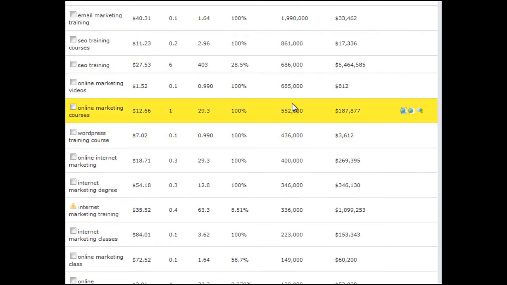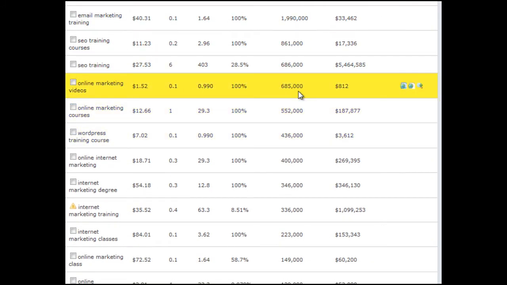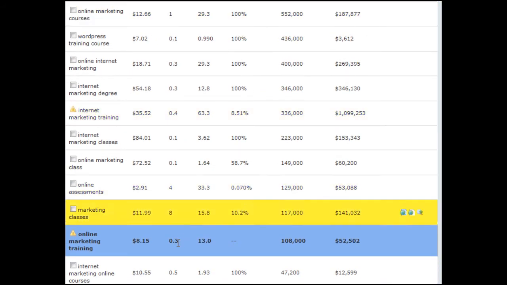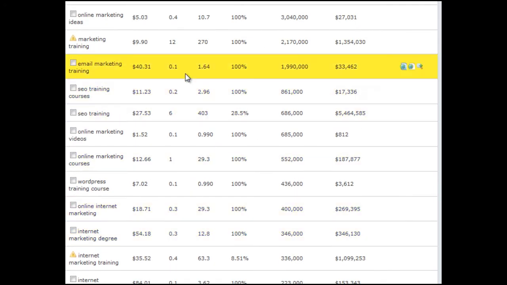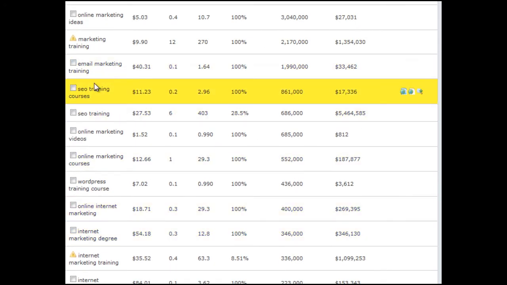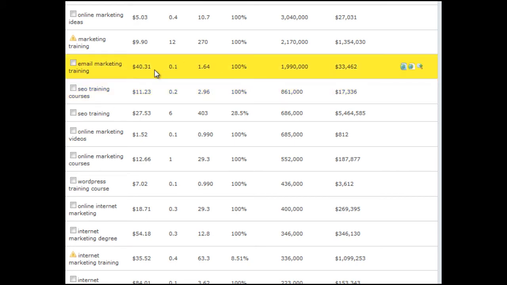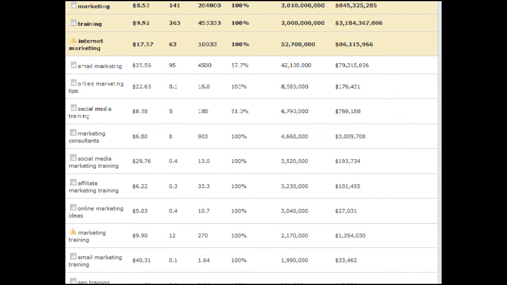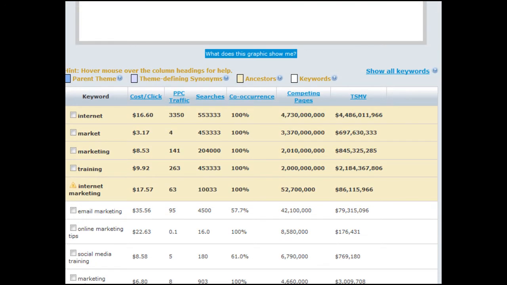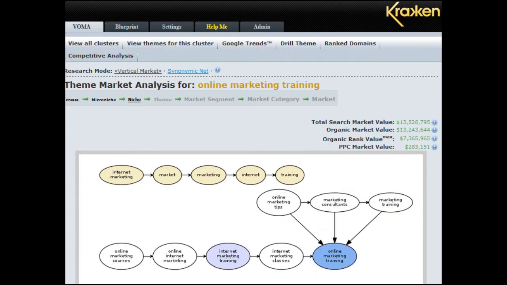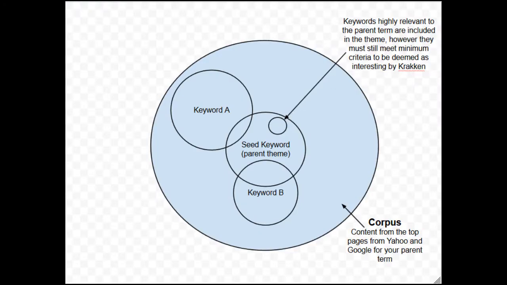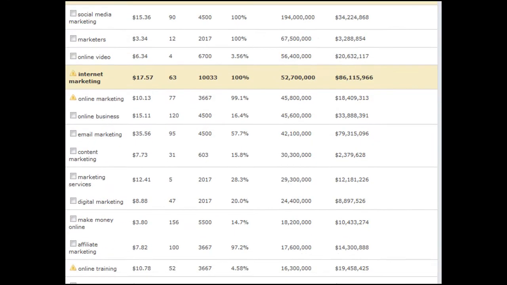Okay, so if you have, like, this keyword's 685,000, and you've got 100% co-occurrence, that means every single page that talks about online marketing training is also talking about email marketing training and SEO training classes and these kinds of concepts. All right, so you have this opportunity here to show all keywords, where you're going to see keywords that aren't as important to the market. And when we look at some of those, you'll get some of these examples over here where you've got the smaller numbers of competing pages. So let's just go find some of those.